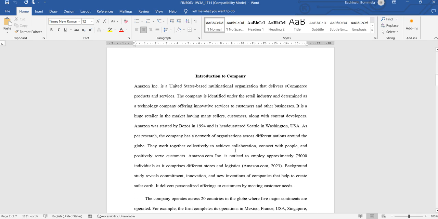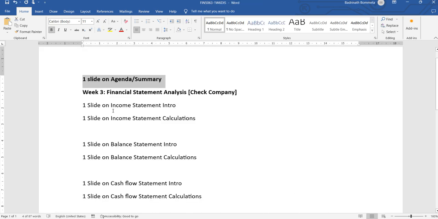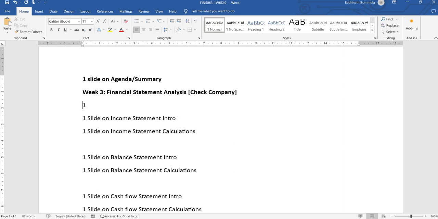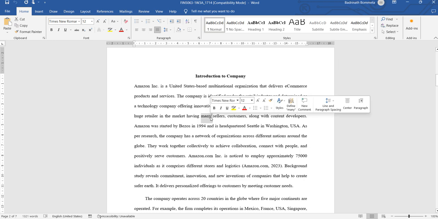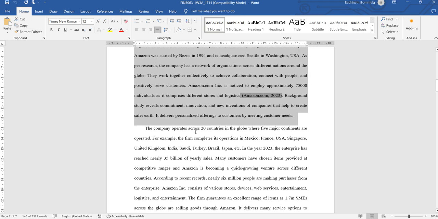This document is done on Amazon Inc. Give an introduction slide. One slide on the company: on which company you are planning to invest. So just write one slide on the company. The content is clearly provided here in the week 3 document.